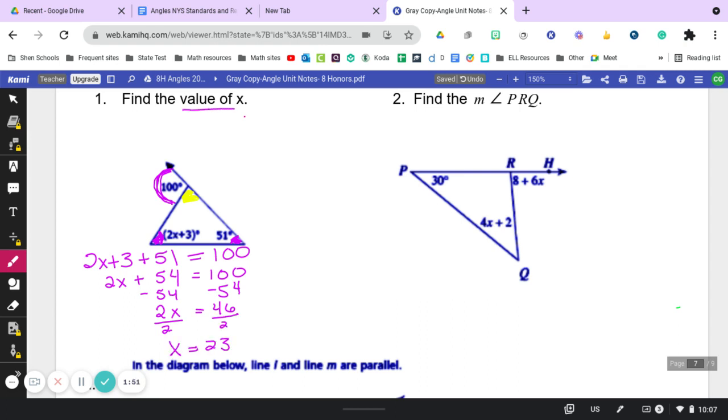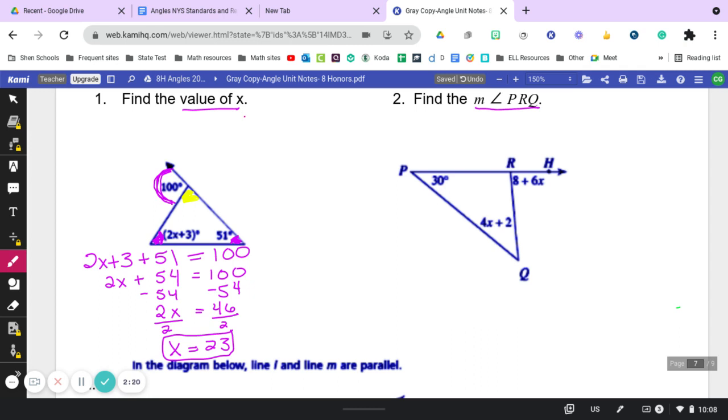Now, in this one, it says find the value of x. I did. It's 23, so I'm all done. Obviously, if it asked me to find the angle measure of the 2x plus 3, I would substitute in the 23 for x. Now, in number 2, it does tell me to find the measure of angle PRQ. If you're doing a Delta Math that has the exterior angle theorem, make sure that you're paying attention to which angle it wants you to find.